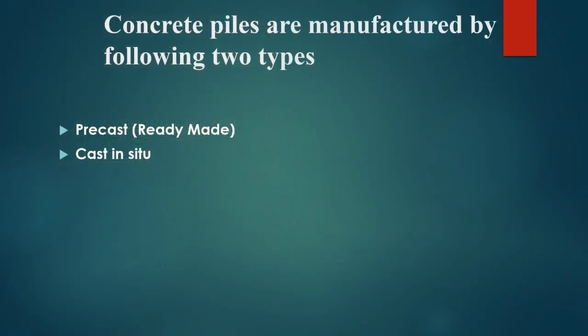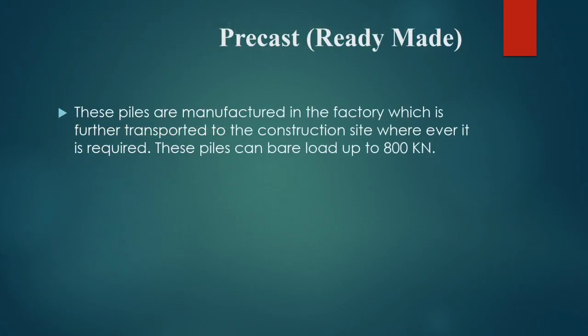Concrete piles are manufactured in the following two types. Number 1 is precast or ready-made. Number 2, cast in situ. Precast or ready-made: these piles are manufactured in the factory, which are further transported to the construction site wherever they are required. These piles can bear loads up to 800 kN.